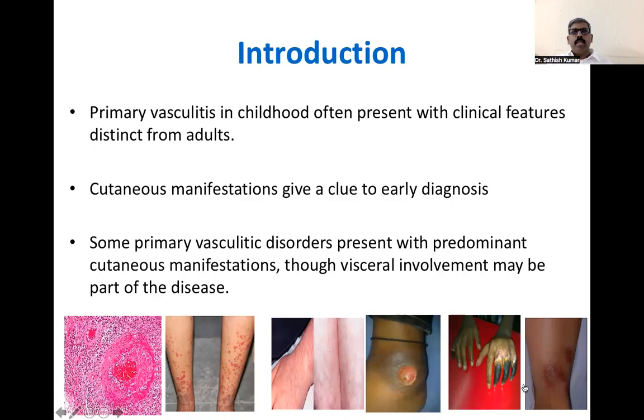Again, remember that primary vasculitis disorders present with predominant cutaneous manifestation. They also have different visceral involvement, which could be part of the disease. So once you diagnose with cutaneous manifestation, you should also look for evidence of internal organ or other organ involvement.